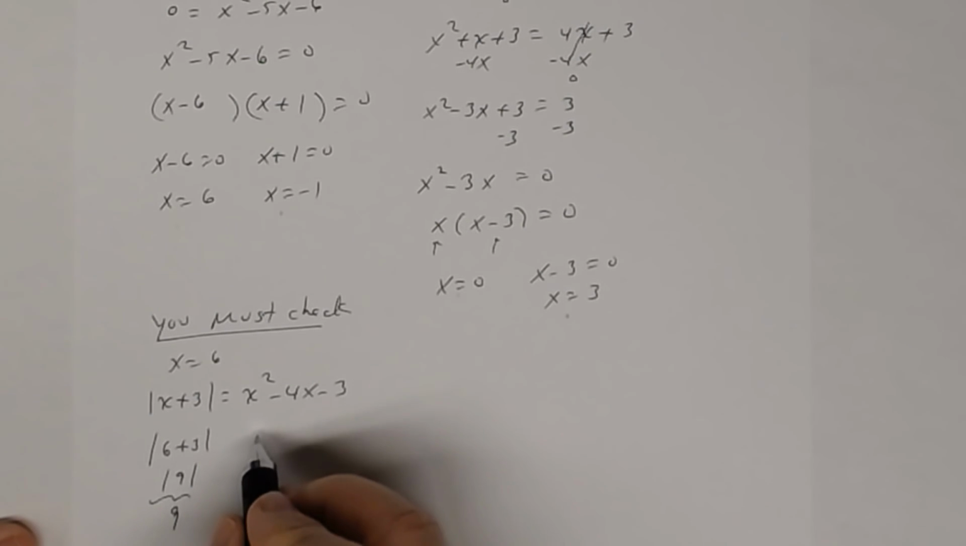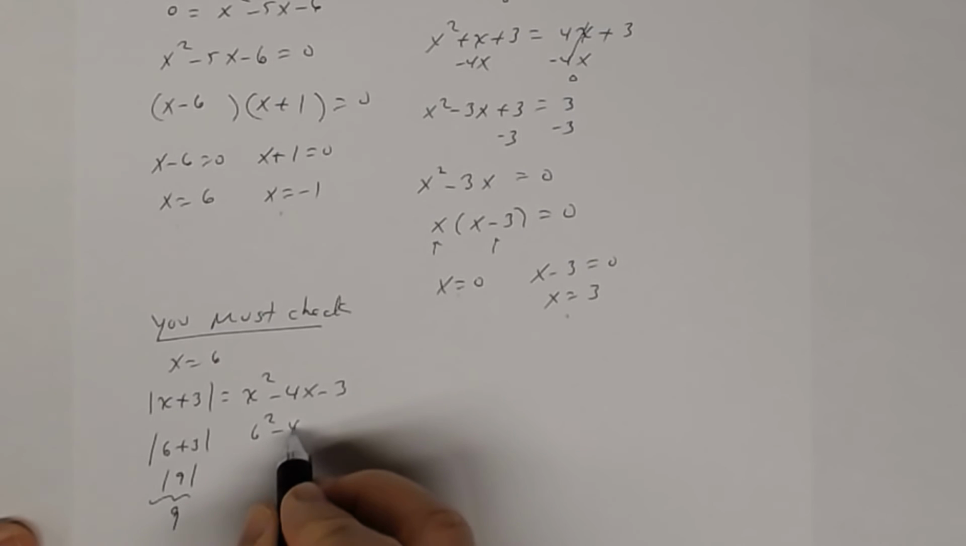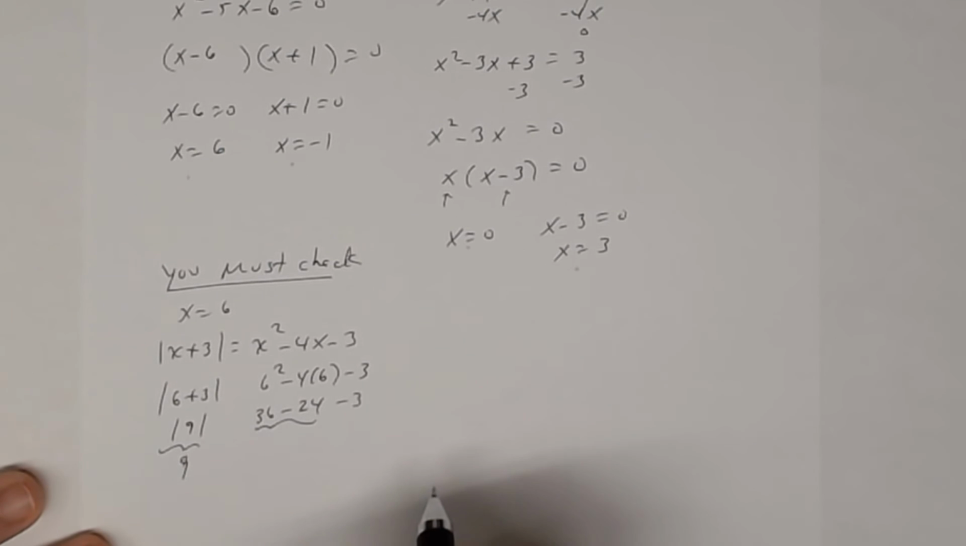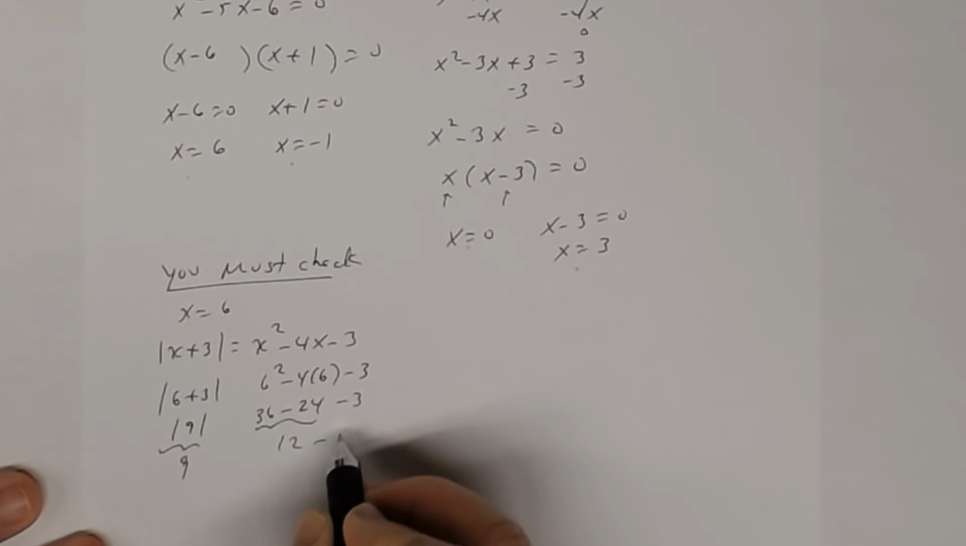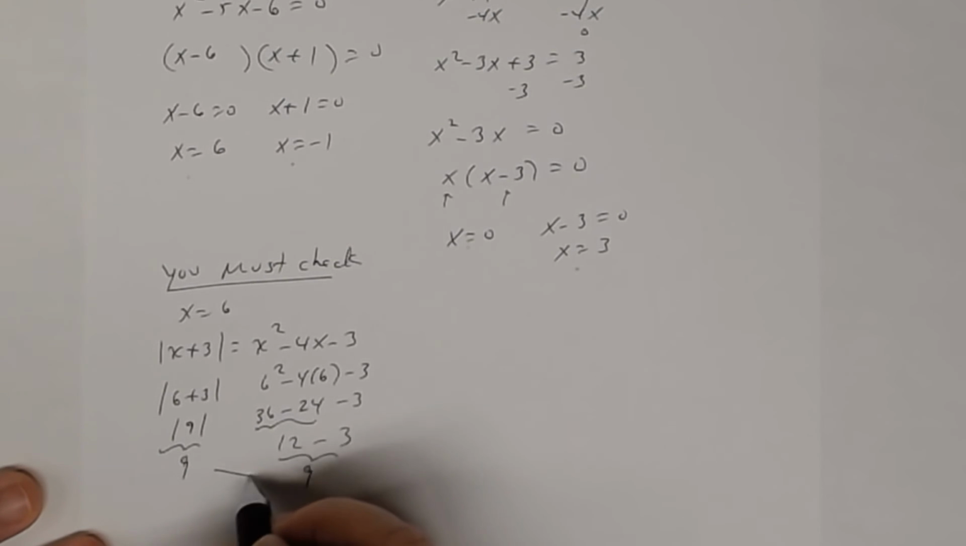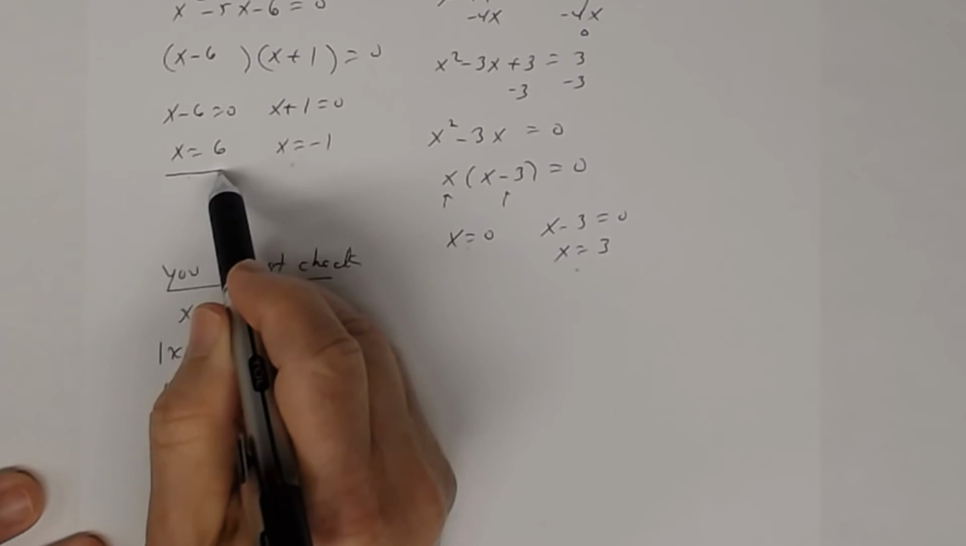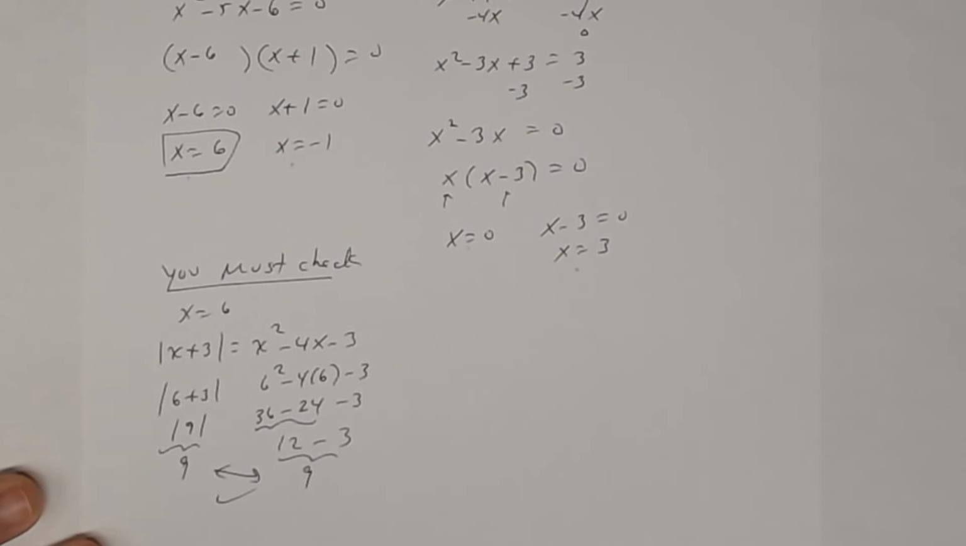Let's see what happens. So I get 6 squared minus 4 times 6 minus 3. 6 squared is 36. Minus 4 times 6 is 24, minus 3. 36 minus 24 is 12. 12 minus 3 is 9, and that is equal. So x equals 6 is going to be a solution.